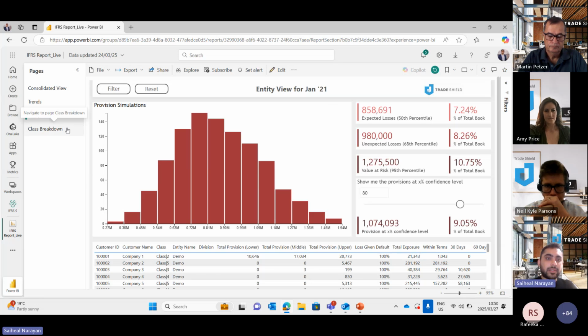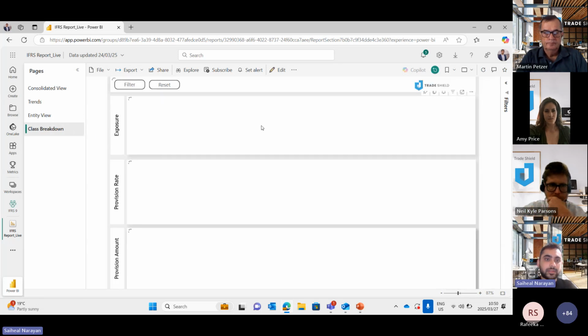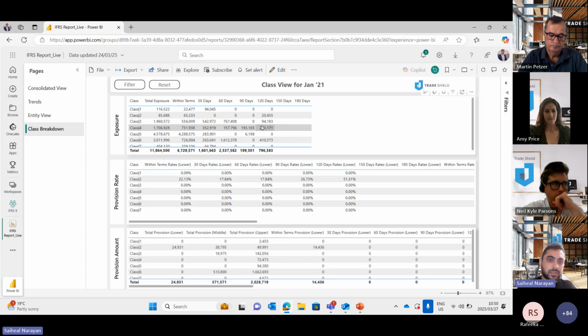Cool. And then the last thing I do want to show is called the class breakdown. It just needs to load a bit. I'm just going to wait for it to load. Show why it's slow. So yeah, this is obviously dummy data.